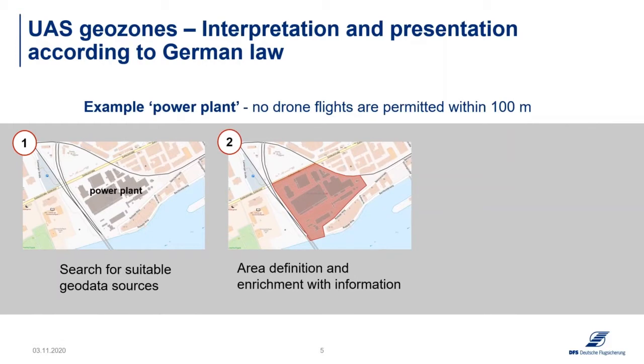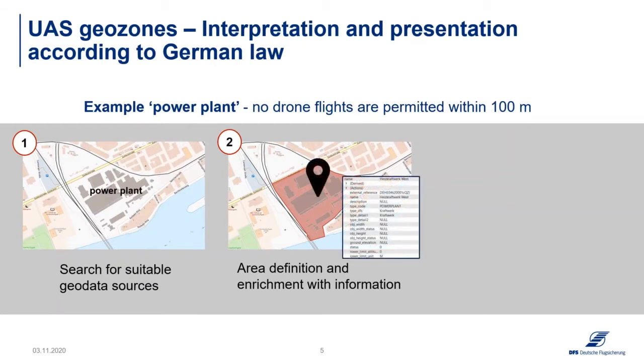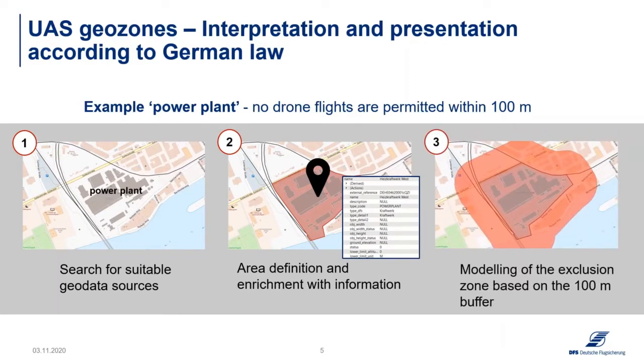This area shown in red in figure 2 represents the area of the power plant and is provided with further information or attributes that can later be displayed to the user. For example, we have the name of the power plant or the legal situation. In the last step, an exclusion zone is added based on the 100-meter buffer according to German law.